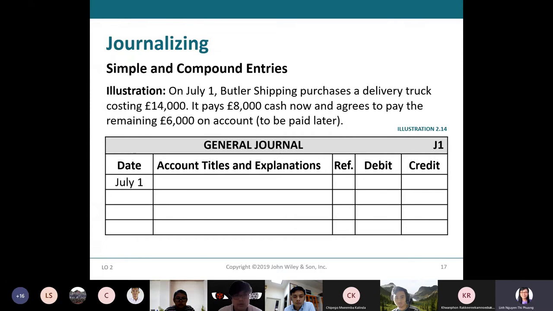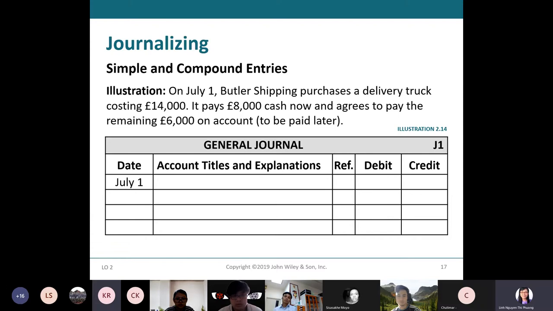On July 1, Butler Shipping purchases a delivery truck costing 14,000 euros. It pays 8,000 cash now and agrees to pay the remaining 6,000 on account to be paid later. Okay, good. So Butler Shipping, what does it buy? A delivery truck. And the delivery truck costs how much? 14,000, good. Did it pay 14,000 when it bought the truck? No, right? How much did Butler Shipping pay? 8,000, good. What about the remaining 6,000? Yes, we pay later, it's on account, right?